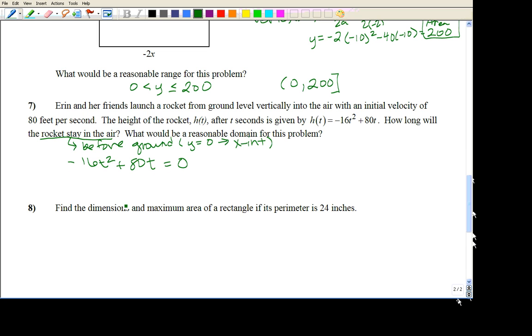So if we set this function equal to 0 and solve for t, here we have a GCF of negative 16t. So when we take out the negative 16t, we have t minus 5. Since these factors are multiplied to 0, we'll set each of them equal to 0.